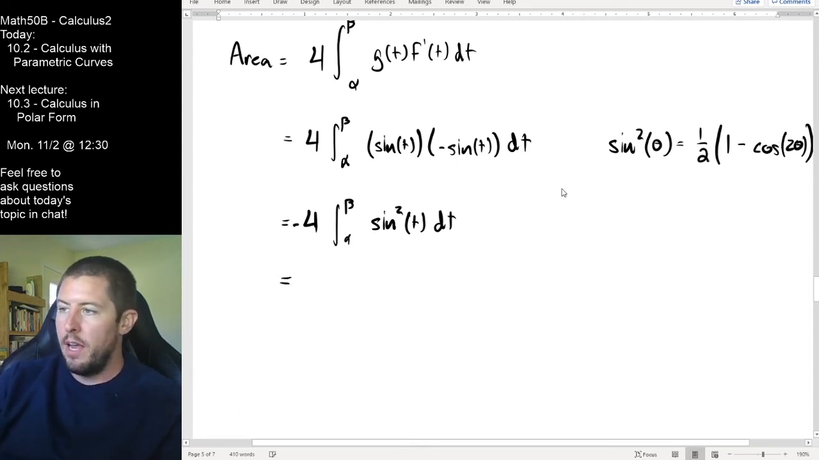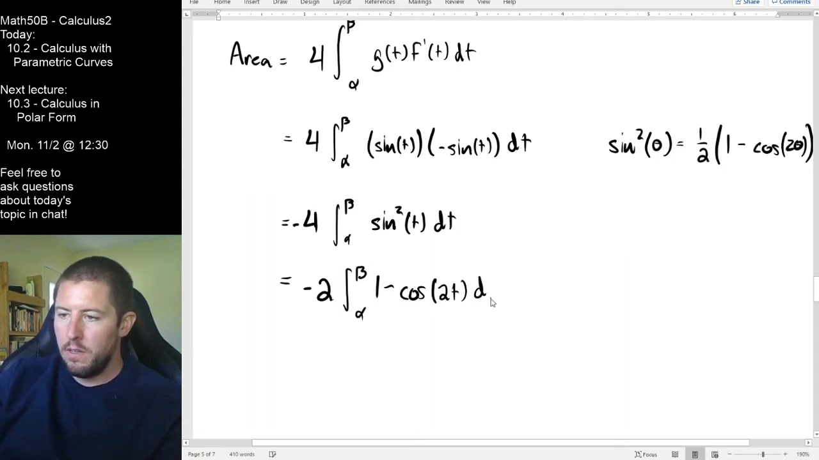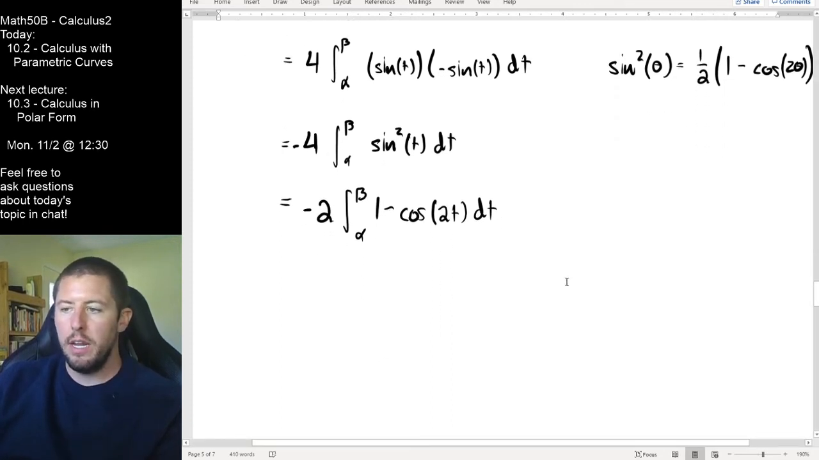So here's what I'm seeing. I'm going to replace this sine squared with 1/2. So this 1/2 is going to join up with the 4 that's sitting out front, and that's going to make this -2 times the integral from alpha to beta. I've already used up the 1/2, so this should now just be 1 minus cosine of 2t dt, right? The 1/2 coefficient joined with the 4 coefficient to make a 2 coefficient sitting out there.